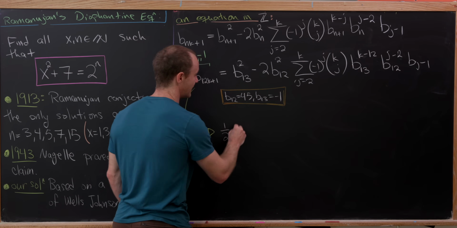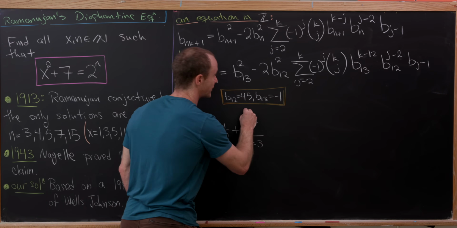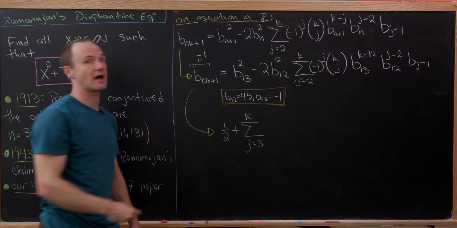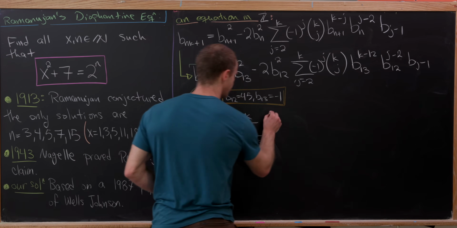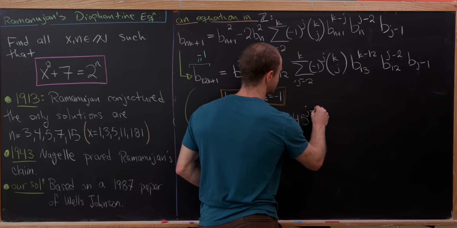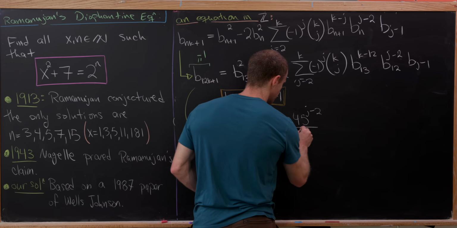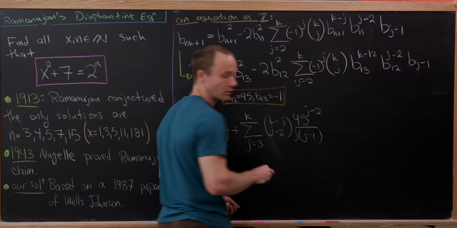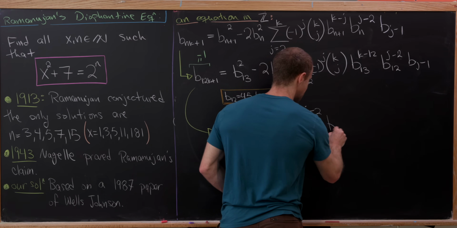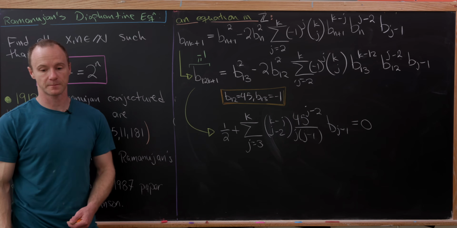and what we'll see is that we've got this equation where we have a half plus the sum as j goes from 3 up to k. There we pulled out the first term. Well, we've got this binomial coefficient times 45 to the j minus 2 from that b sub 12, over j times j minus 1. And then we know that times b sub j minus 1 must be equal to 0.